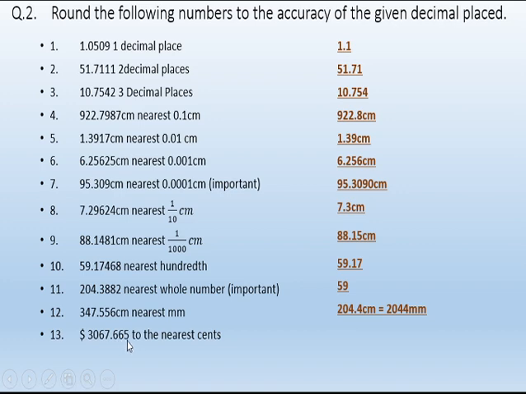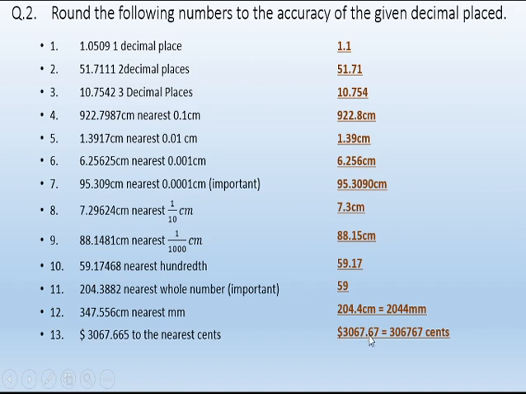So it means we'll not be considering 5, which is the thousandth. We'll be retaining 2 decimal places, and will not be retaining 5. Whenever we are removing 5, which is 5 or more, it will add +1 here. So 3067.67 will be your answer.